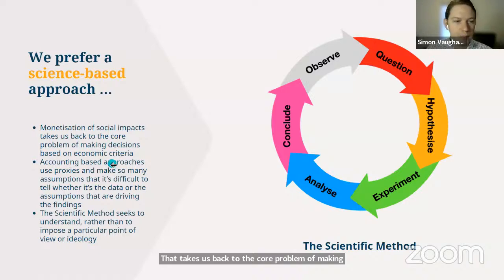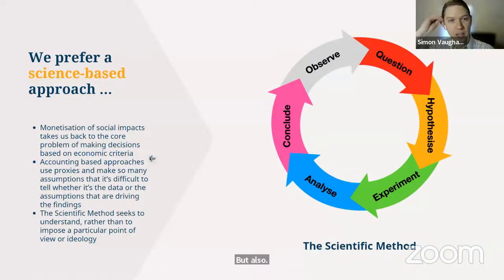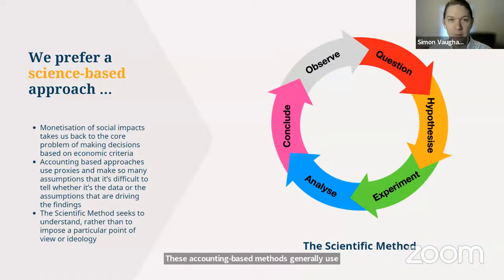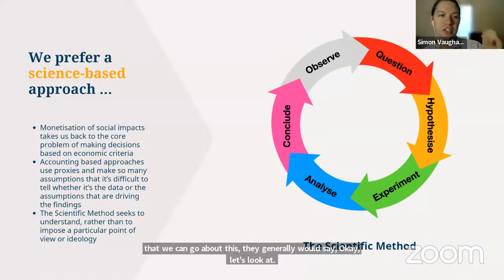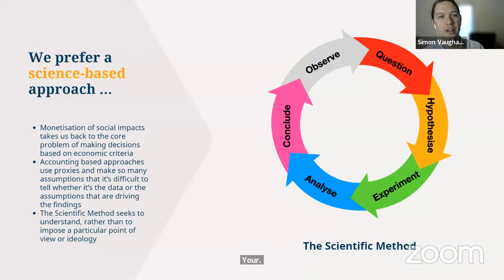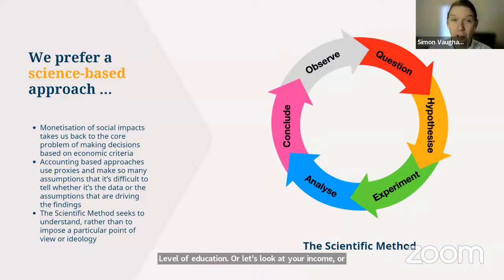But also, these accounting-based methods generally use proxies and make assumptions about how people are feeling. So, as an example, rather than asking people, okay, how are you? How is your well-being? There are ways that we can go about this. They generally would say, okay, let's look at your level of education, or let's look at your income, or let's look at the suburb you live in. I think we all know someone who ticks all the boxes but is still not doing well in life, right? And so we find that these methods that use proxies make assumptions about how well a person is doing in their life. And that's not always correct.